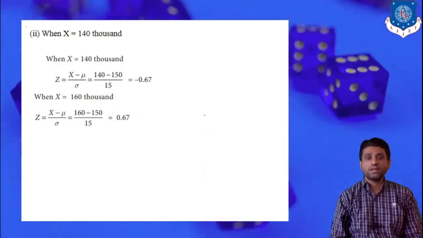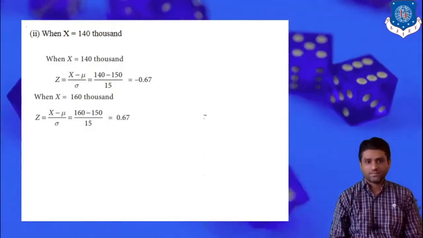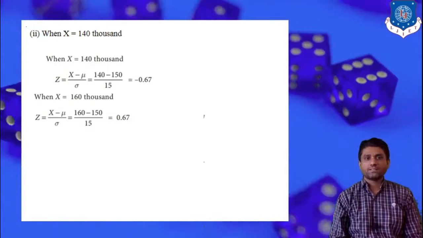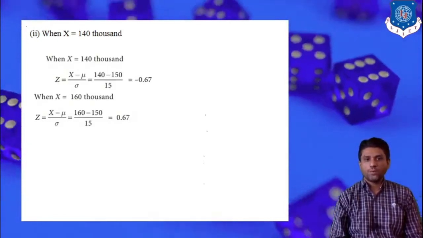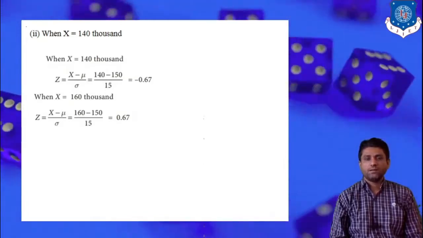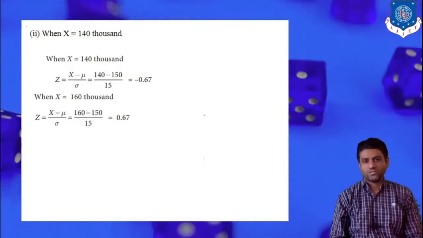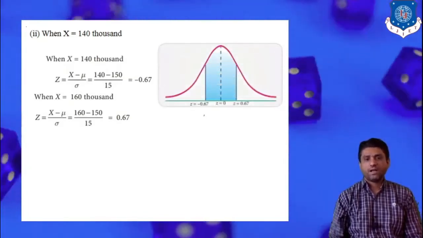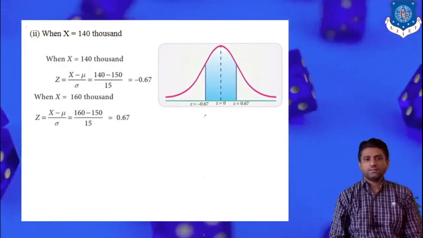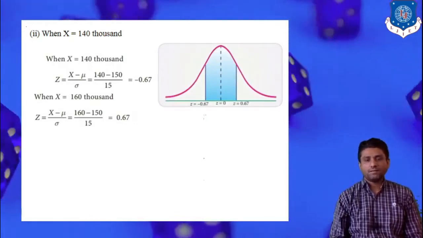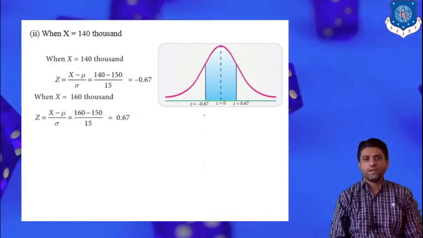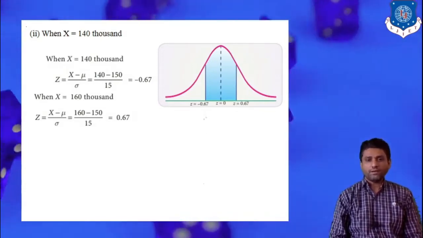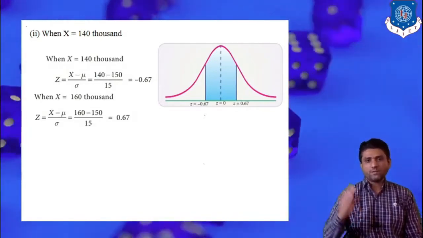That falls in the interval minus 3 to 3. Similarly for the upper bound, x is 160, so just plug in x = 160, mu = 150, sigma = 15, and it gives the value of z as 0.67. And now we have to show the area covered by the Z distribution in this graphical representation. So our interest is to find out the area of this shaded region.